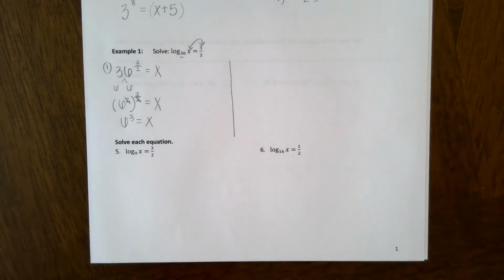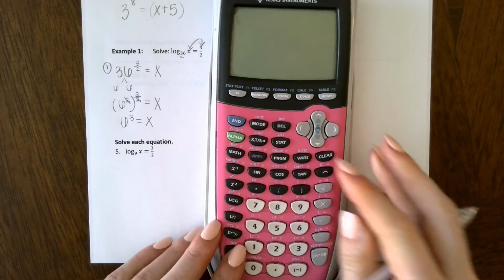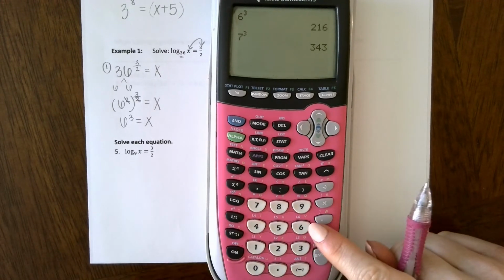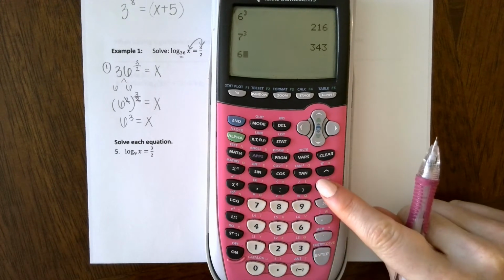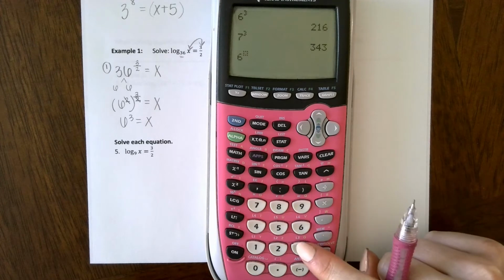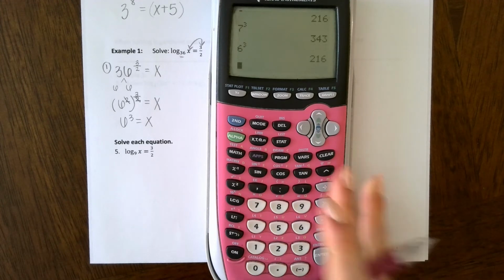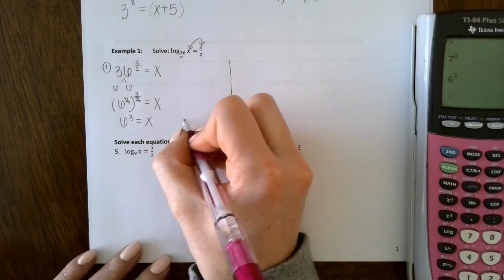My last step here is to figure out what 6 to the 3rd power is. I'm going to use my calculator by typing in 6. I'll use my little caret button here for my exponent, and then 3. And I got 216.